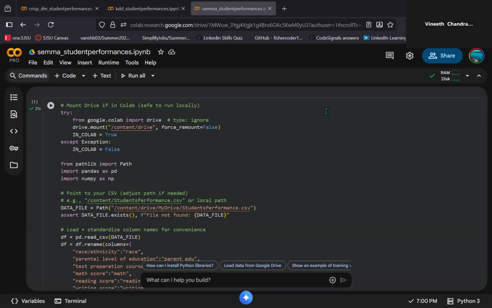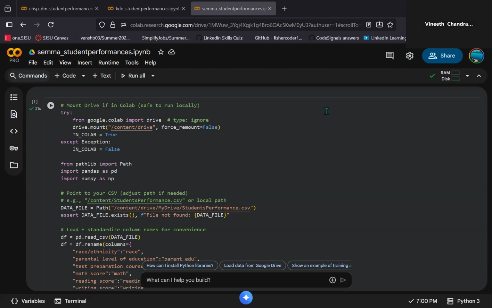And today I'm going to walk through my latest project using the SEMMA methodology to analyze and model the student performance dataset. SEMMA stands for Sample, Explore, Modify, Model, and Assess, a methodology originally designed by SAS for structured data mining. In this project, I used it to predict student performance, identifying what factors lead to academic success.